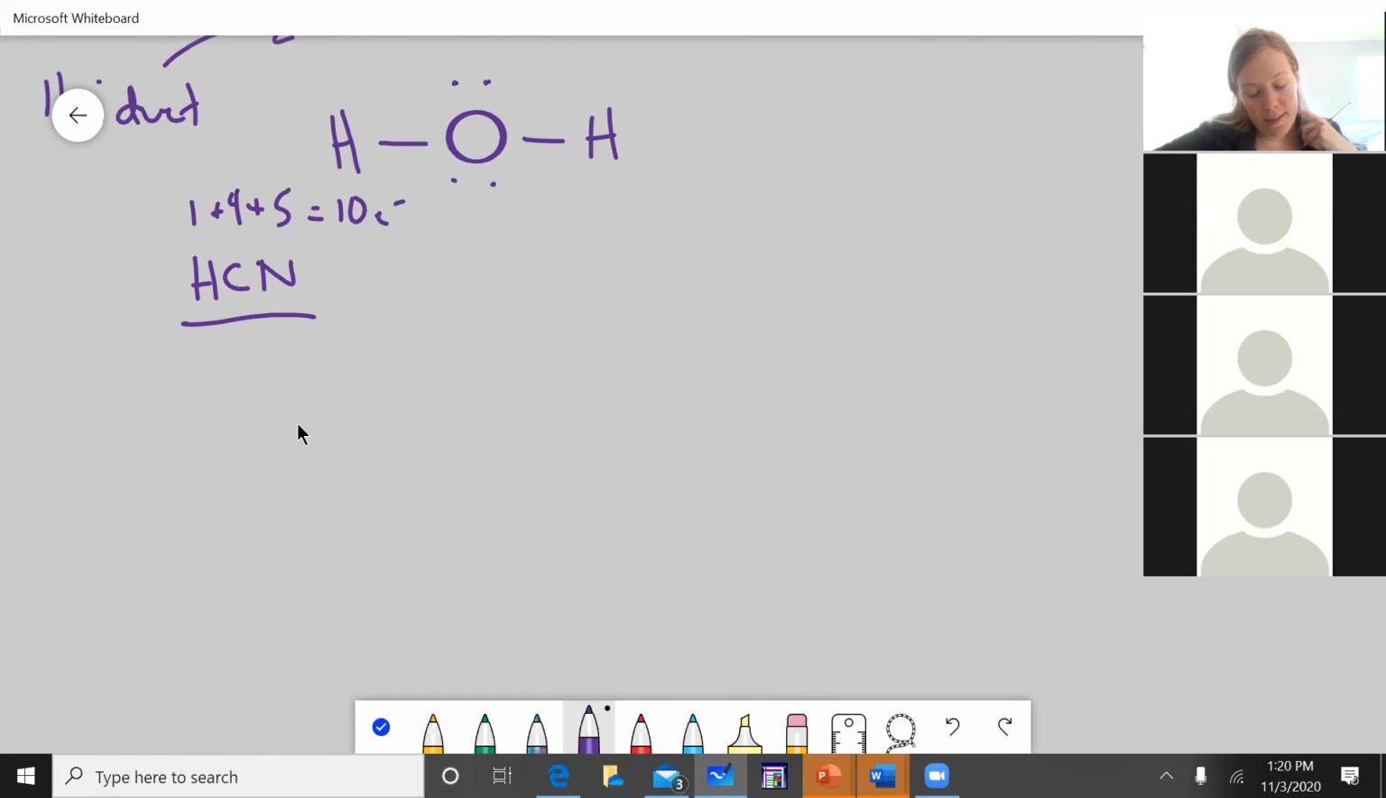Carbon in general likes to be in the center, so I'm going to put carbon in the center. Rule of thumb, if you have carbon, it's probably going to be in the center.